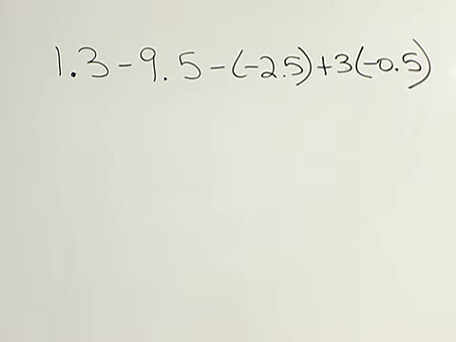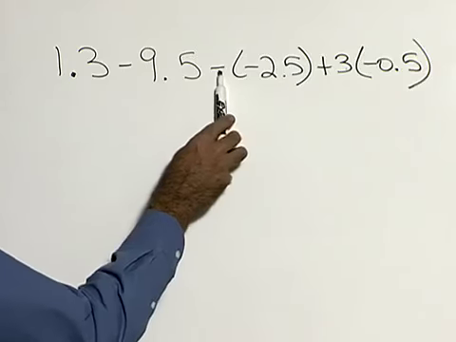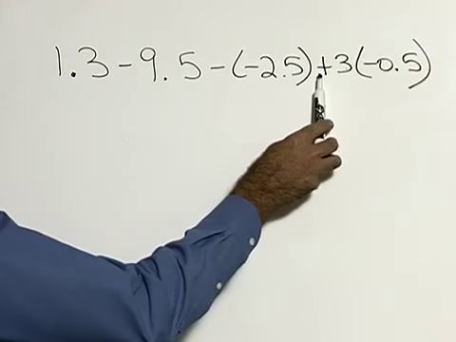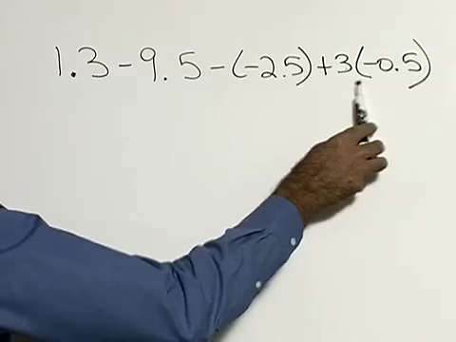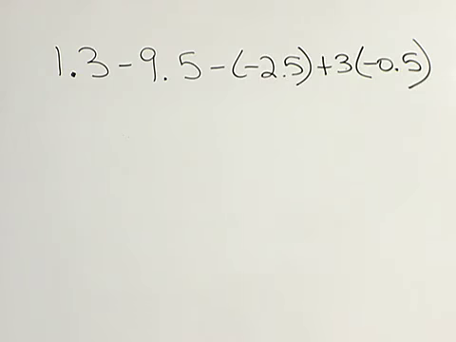For our next problem, let's perform the indicated operations in proper order. So we're going to subtract these two numbers. We have to multiply these two. We're going to add that result to this multiplication. So the first thing we can do will be these two multiplications.